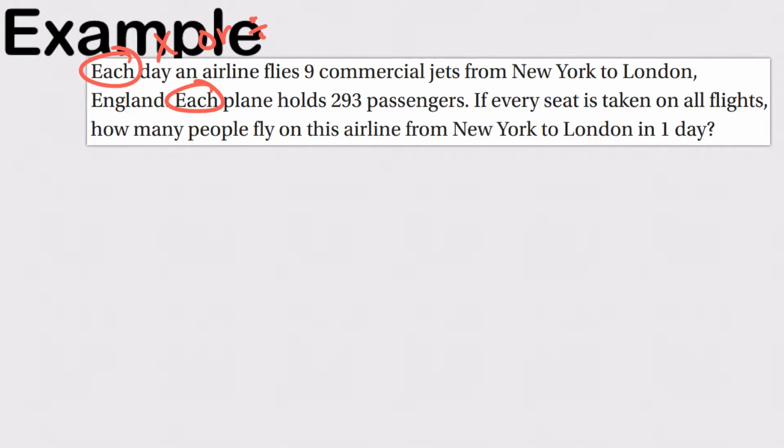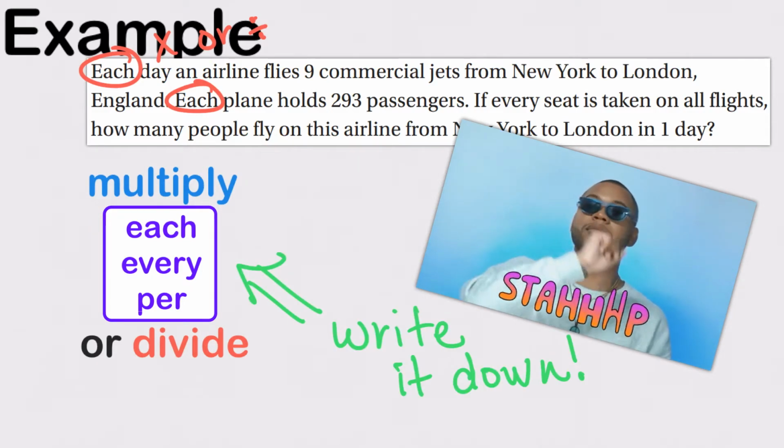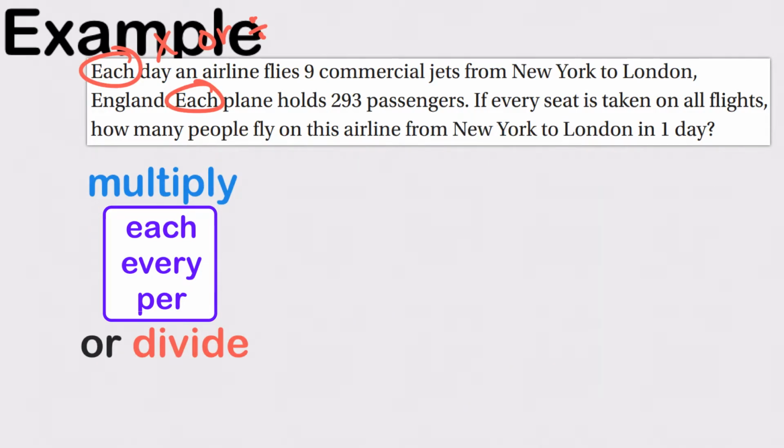And I actually want you to pause the video here and write this down. Pause the video, write it down. Because when you see the word each, every, or per, that's telling you that you're probably going to be multiplying or dividing almost every single time. So it's really important that you remember this, and writing this down helps you remember it. Okay, now back to the story.